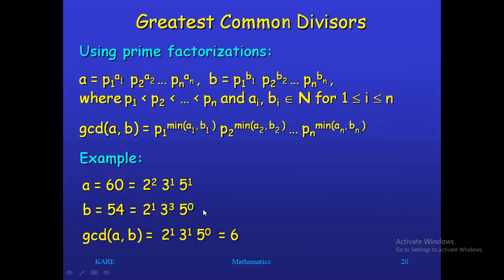Then again 5 power 1 and 5 power 0. Here A3 equal to 1 and B3 equal to 0. So my minimum of A3 comma B3 is B3. So 5 power 0. I'm just taking the minimal powers and finding the answer. So this is my GCD of 60 comma 54.